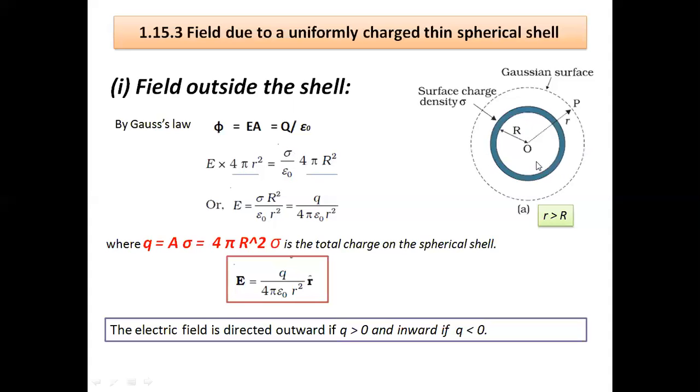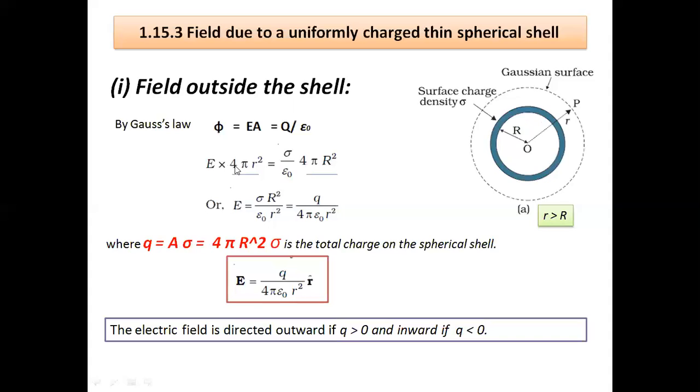Yes, we can write this as 4 pi into capital R square. That is also our area. So we have to keep in mind that the area we consider as the Gaussian surface, and the charge associated with this portion, is why we are writing the capital R square.